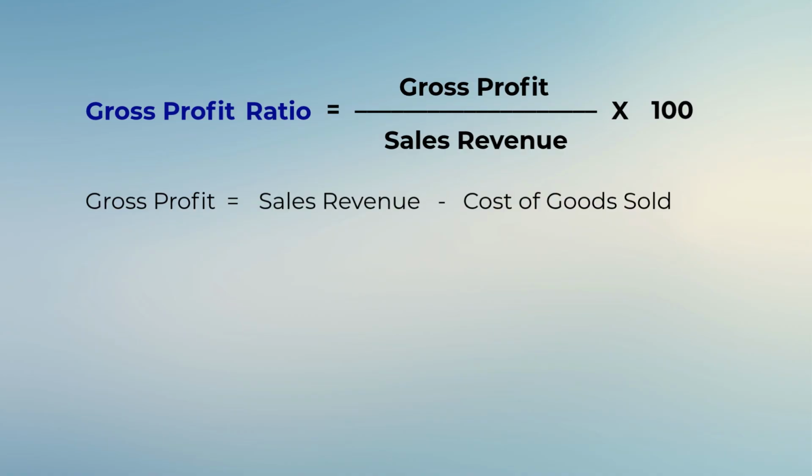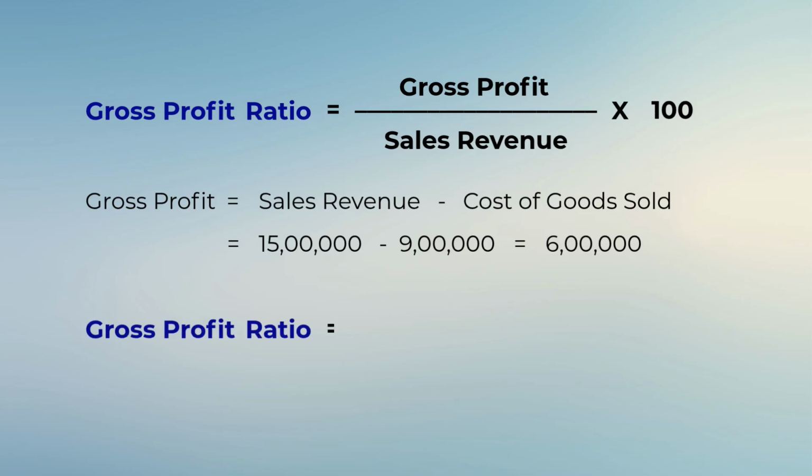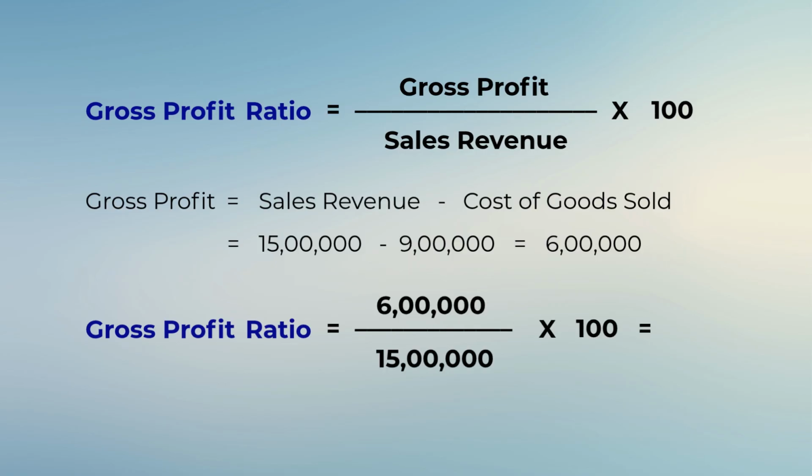If we put the numbers from our sample profit and loss account, that is 15 lakhs of sales revenue minus 9 lakhs cost of goods sold is equal to 6 lakhs. Thus, gross profit ratio will be 6 lakh divided by 15 lakh multiplied by 100, which is equal to 40%. Thus, the company earns 40 rupees gross profit on every 100 rupees of sales, which highlights a good efficiency in production or purchase costs. Next one is operating profit ratio.